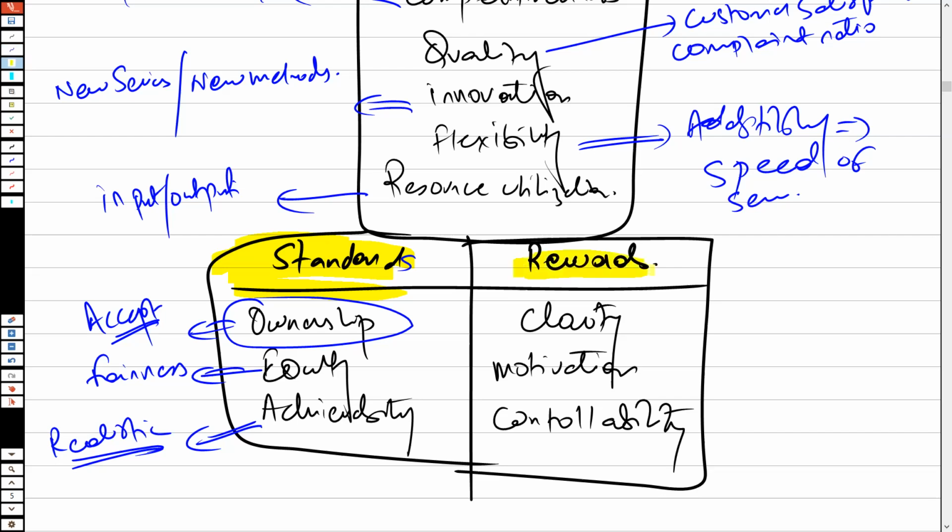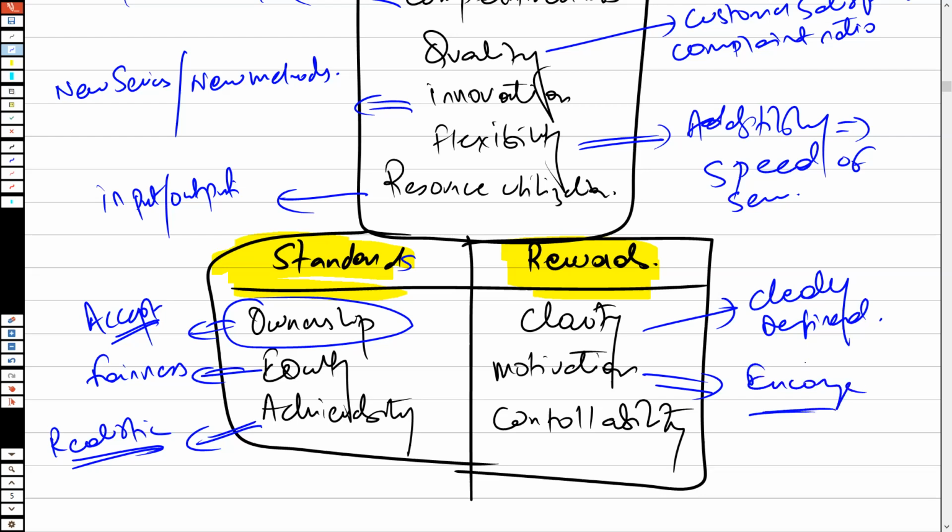Then there is something called rewards. When we talk about rewards, it means that the achievement of the performance should be compensated with rewards. And what type of rewards should they be? The rewards should have clarity. Clarity means that it should be clearly defined what your employees are going to get. Then the second thing is motivation. Motivation means that it should act as a source of encouragement for the employee. Because if you are an employee with a higher salary, and you are compensated with a very low reward amount, you would not have the motivation to do that.